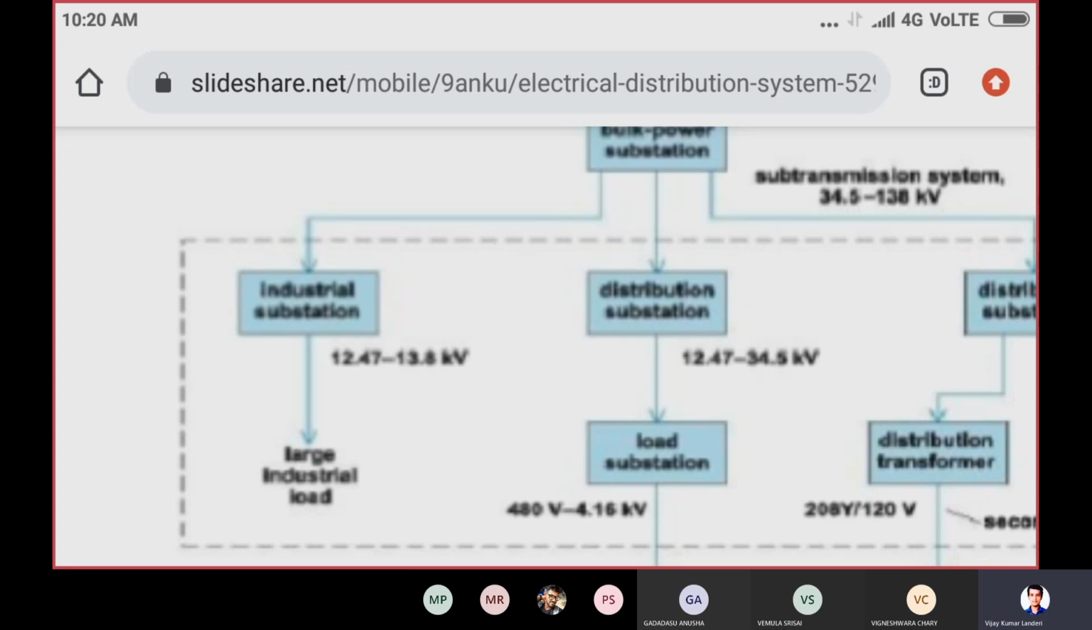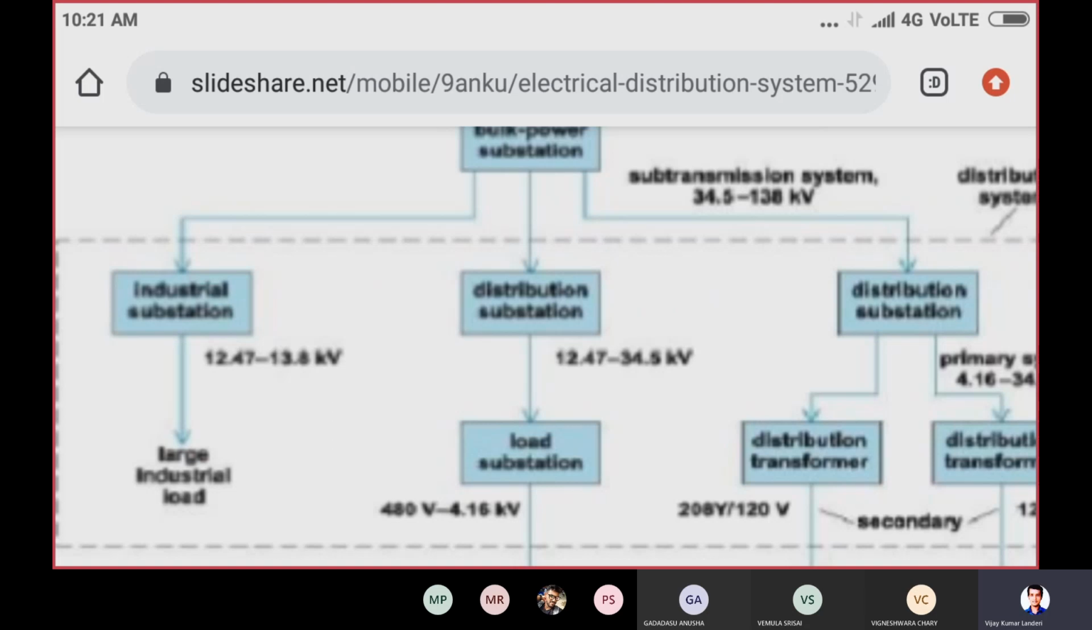Right. So now from the industrial substations, the output voltage is ranging from 12.47 to 13.8 kV. These industrial substations are mainly meant for meeting the large industrial loads. Large industrial load means whichever large industries are there, those industries require a very high amount of voltage. So for that purpose, we will have separate substations called industrial substations.